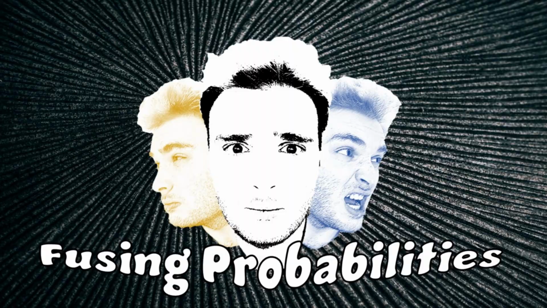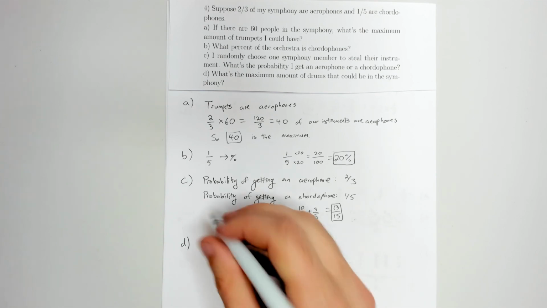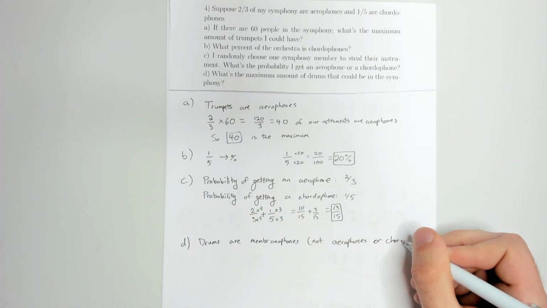All right, so part D says, what's the maximum amount of drums that could be in the symphony? Drums are neither aerophones nor chordophones. Drums would be an example of membranophones. So they aren't aerophones or chordophones.